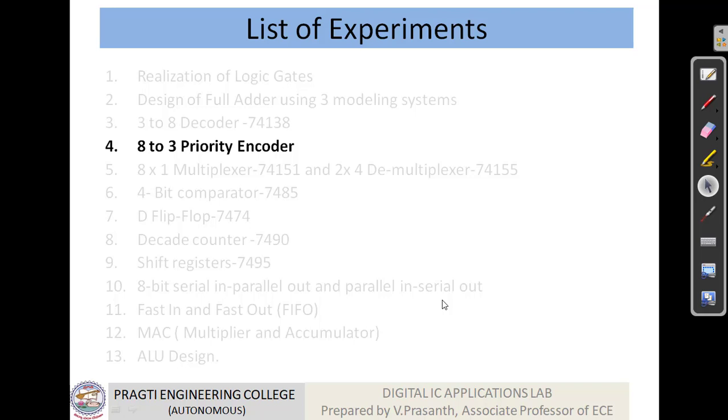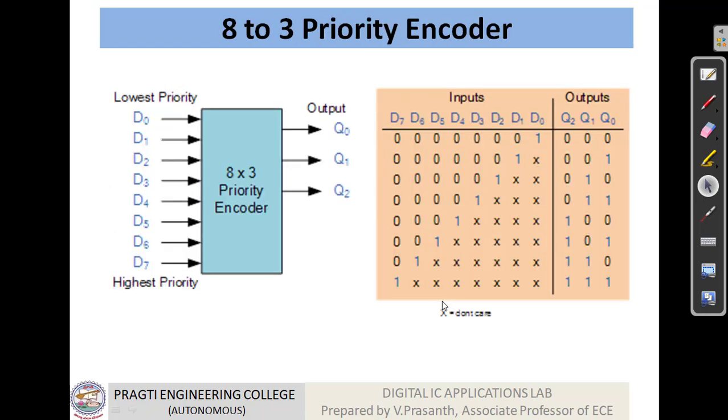Good morning, students. Today we will start our fourth experiment, 8:3 priority encoder. So this is the logic diagram, block diagram of the 8:3 priority encoder. We have not mentioned the logic diagram.